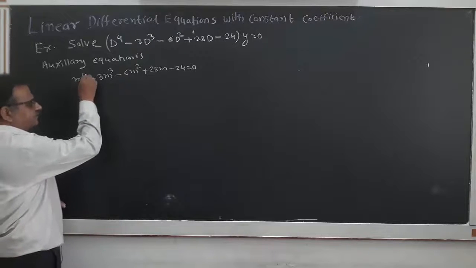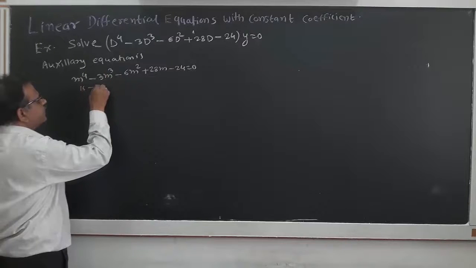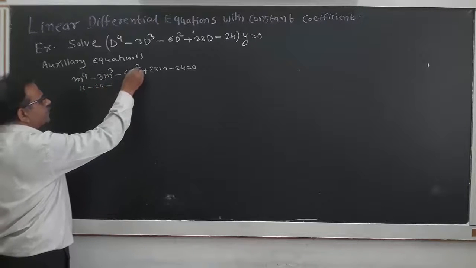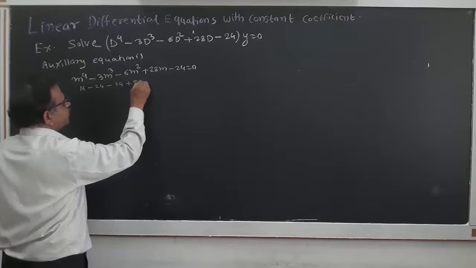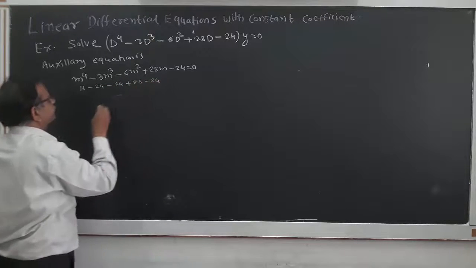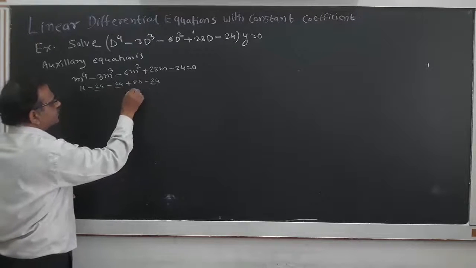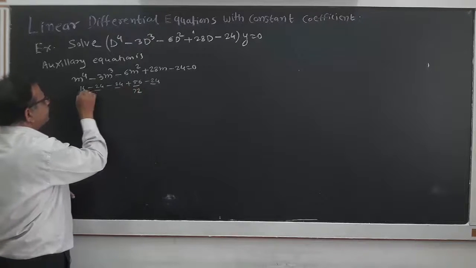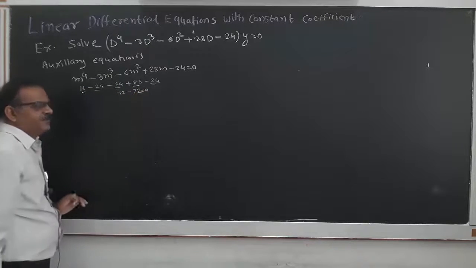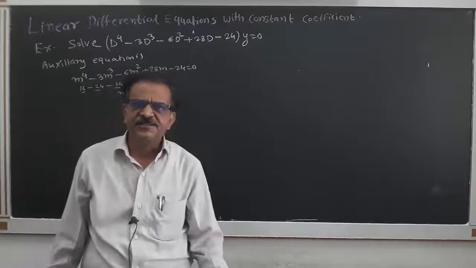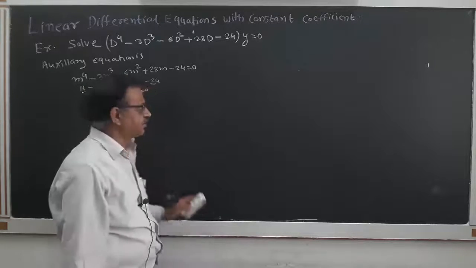2⁴ is 16, minus 2³ is 8, 8 into 3 is 24, 2² is 4, 4 into 6 is 24, 28 into 2 is 56, minus 24. See, 24, 24, 24, 72, and 56 and 16 is 72, 72 − 72 = 0. Therefore, m = 2 satisfies this equation, and hence m = 2 is the first root.